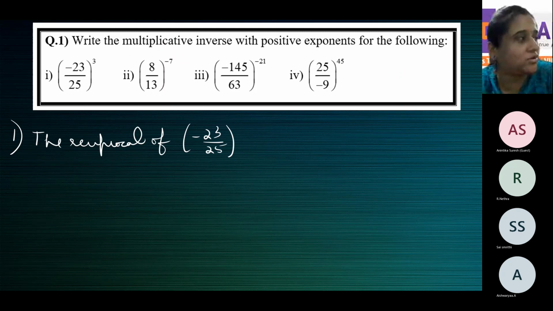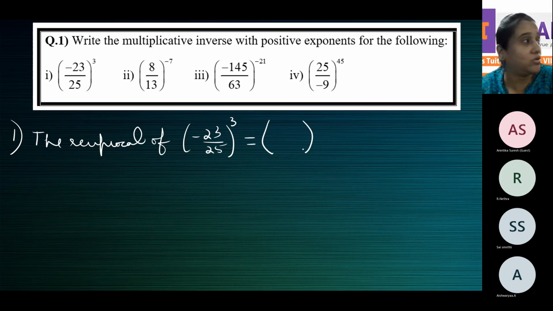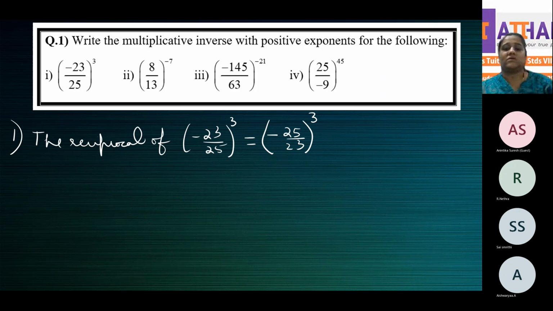Yes, Aishwarya, once again, you can try. What's a reciprocal? Reciprocal, what do we do? We have to change something. Can we change the power here? If we change the power, what happens? A positive power will become negative. So we don't change that. Then we have to change the base. If we change the base, it will become the reciprocal. So it is 25 by 23, minus 25 by 23, the whole power 3. What is the other way of writing the reciprocal?